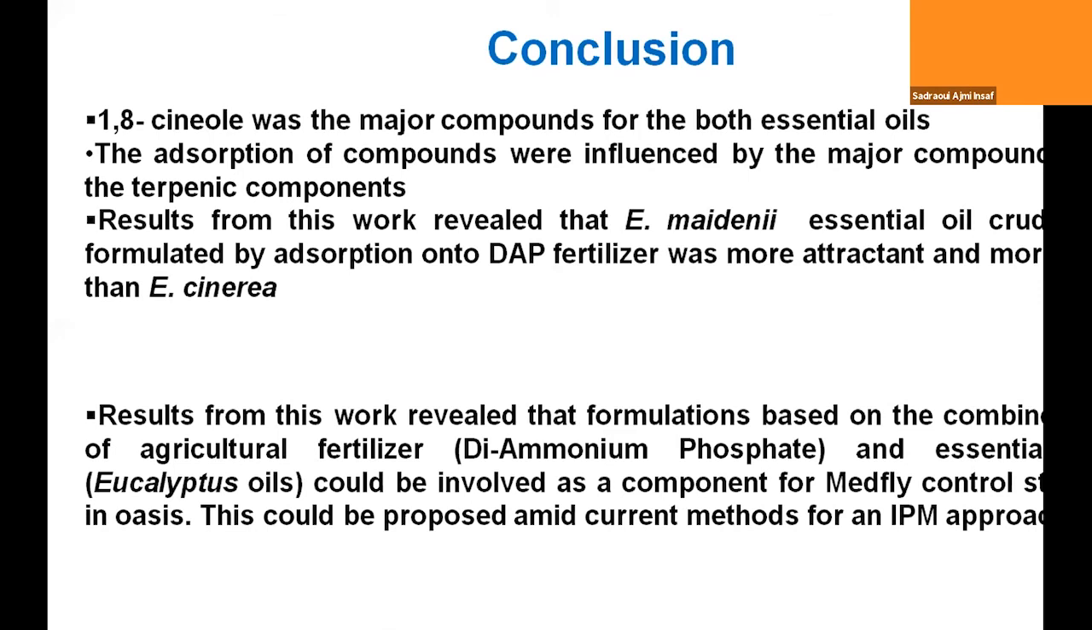So results from this work revealed that the formulation based on the combined use of agricultural fertilizer, diammonium phosphate, and essential oils, Eucalyptus cinerea and Eucalyptus eumydini, could be involved as a compound for mayfly control strategy in oasis. This could be proposed as an alternative to the current method for an IPM approach.